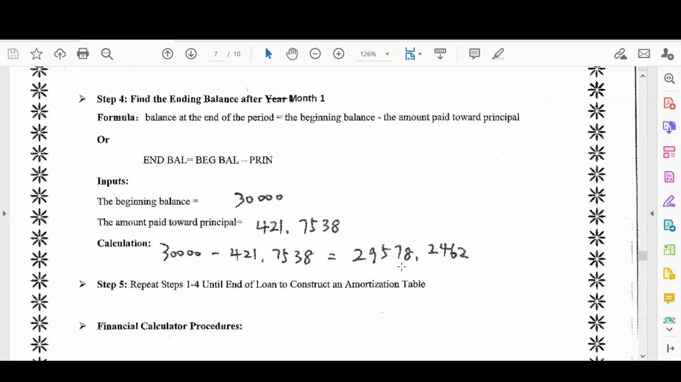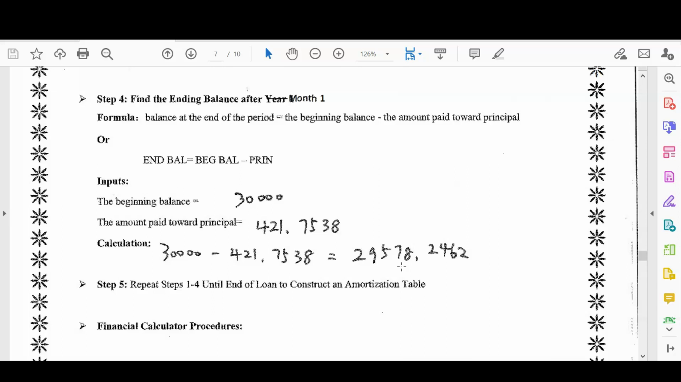Okay, and then we use the beginning balance of the second month multiplied by the interest rate to get the interest payment in the second month. Then we use the total payment each month minus the interest payment in the second month. So we have the principal payment in the second month. And we use the beginning balance in the second month minus the principal payment in the second month to get the ending balance in the second month, which is the beginning balance of the third month.